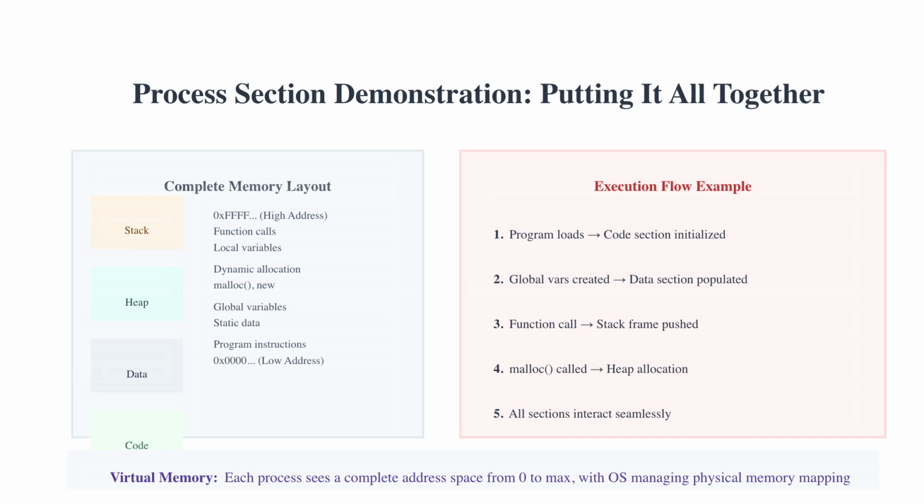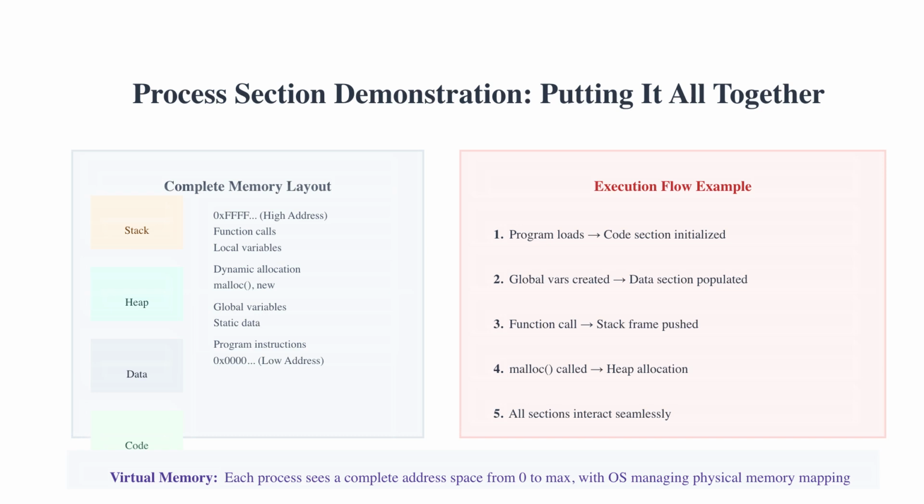Step 3. When a function is called, a new stack frame is pushed onto the stack, containing parameters and local variables. Step 4. If malloc is called within that function, memory is allocated on the heap for dynamic data structures. Step 5. All these sections interact seamlessly. The code executes, accessing data from all memory regions as needed.